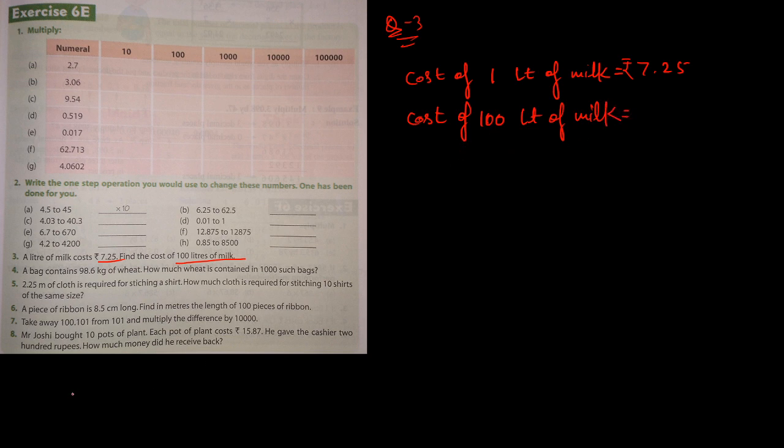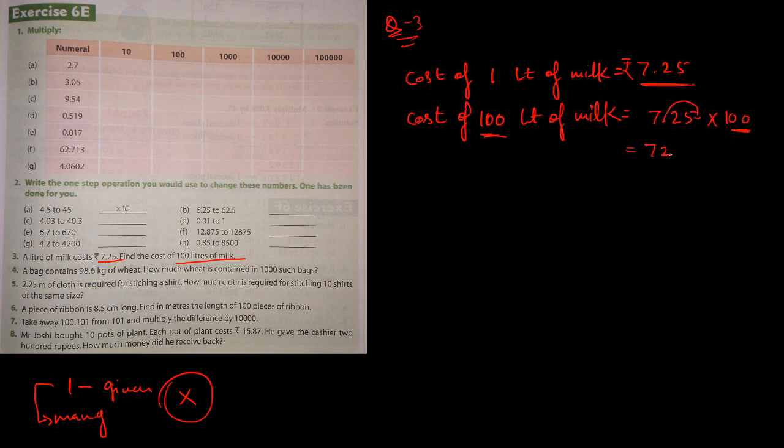So students, whenever in the question the cost of one is given and we are being asked to find the cost of many, whenever we go from one to many, we have to multiply. So we have to multiply 7.25 by 100. So we will write 7.25 into 100. Now this multiplication is very simple. How many zeros are there? 2 zeros. So this decimal will shift 2 digits. So it will be 725 rupees. This is the answer. Okay, so this is question 3.